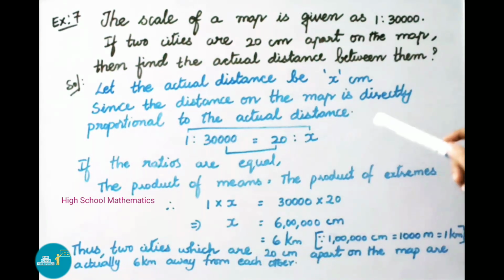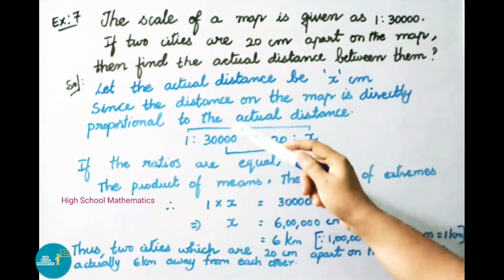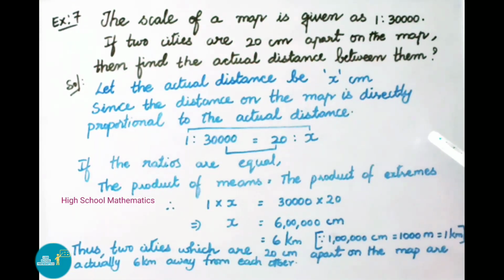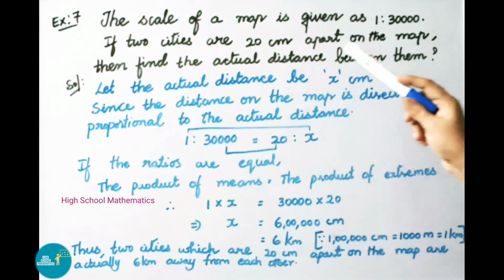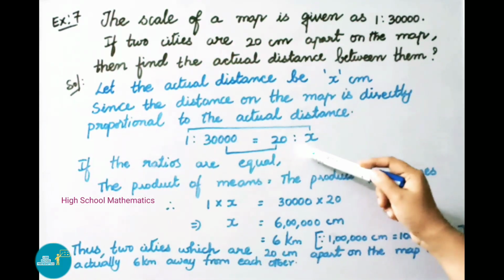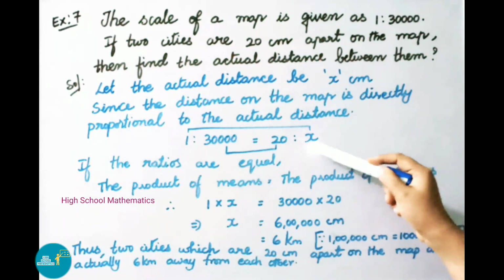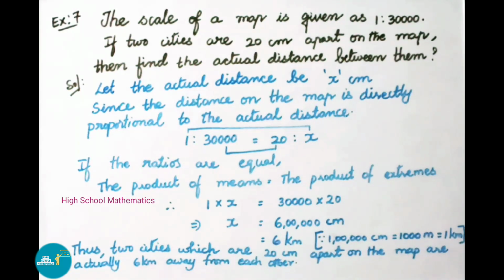Let the actual distance be x centimeters, since the distance on the map is directly proportional to the actual distance. They have given 1:30,000, that equals, they have given the distance between the two cities on the map is 20 centimeters. So 20 is to, actual distance we don't know, that is x. So 20 is to x. If the ratios are equal, the product of means, that is 30,000 into 20, equals the product of extremes, that is 1 into x. Since both are equal, we have written in reverse order.